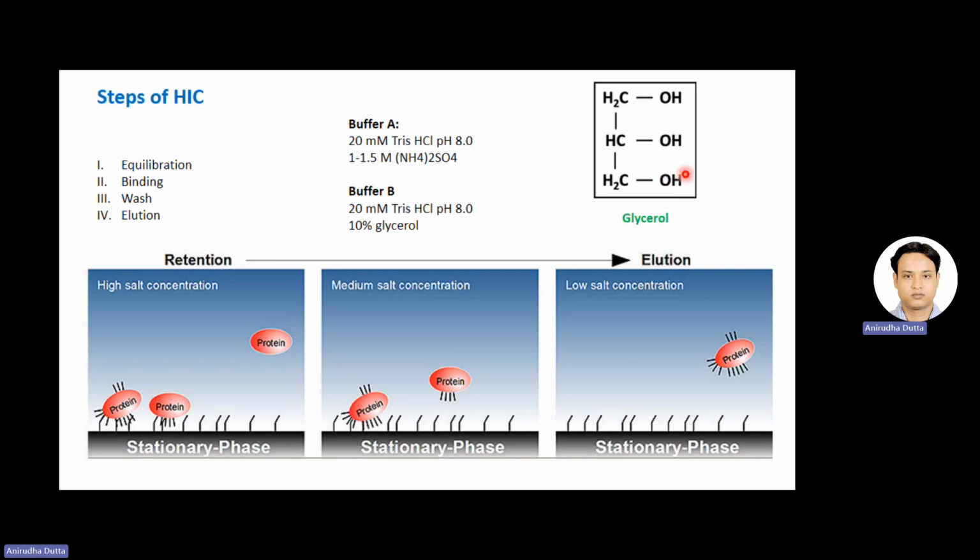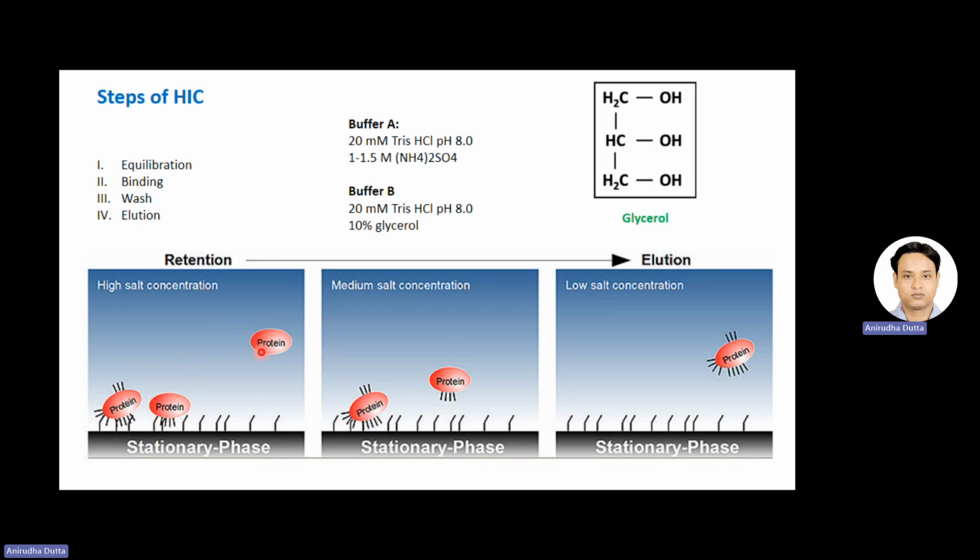So we say glycerol prevents intermolecular hydrophobic interaction and enhances or stabilizes intramolecular hydrophobic interaction, by solubilizing the protein through its OH group. In this diagram, you can see that at high salt, when we apply protein, there are three kinds of protein: some with high surface hydrophobicity, some with a medium amount, and some that don't have any surface hydrophobicity.